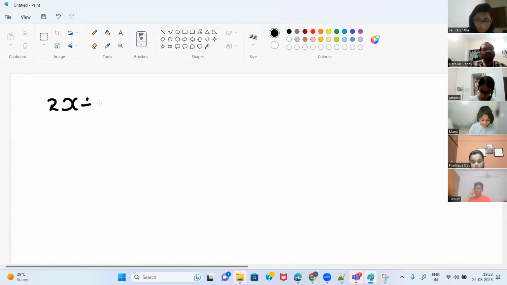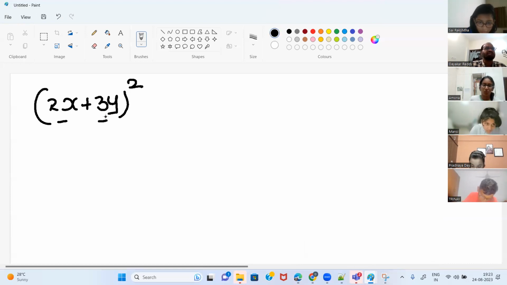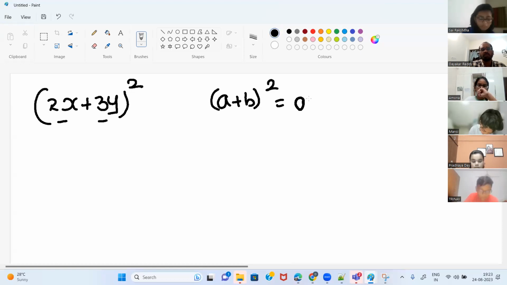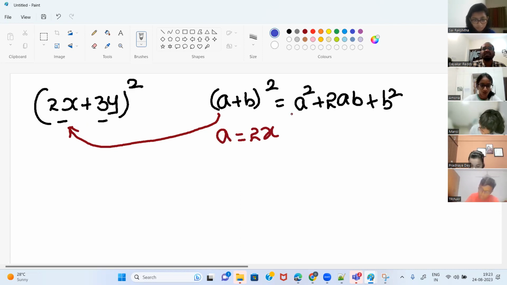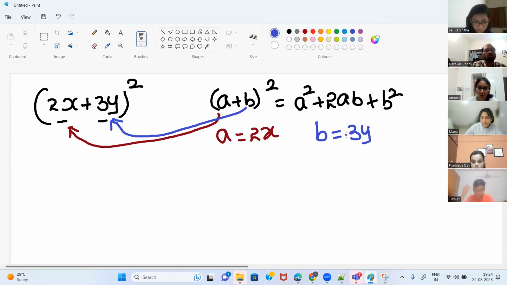2x plus 3y whole square. Which identity do you have? Blindly, you can say all are plus, which means which identity can I use? A plus b whole square. What is a plus b whole square? A square plus 2ab plus b square. But try to compare. What is a here? Instead of a, what am I having? 2x, right? So a equal to 2x. What about b? Varshini, what is the value of b? B equal to 3y.